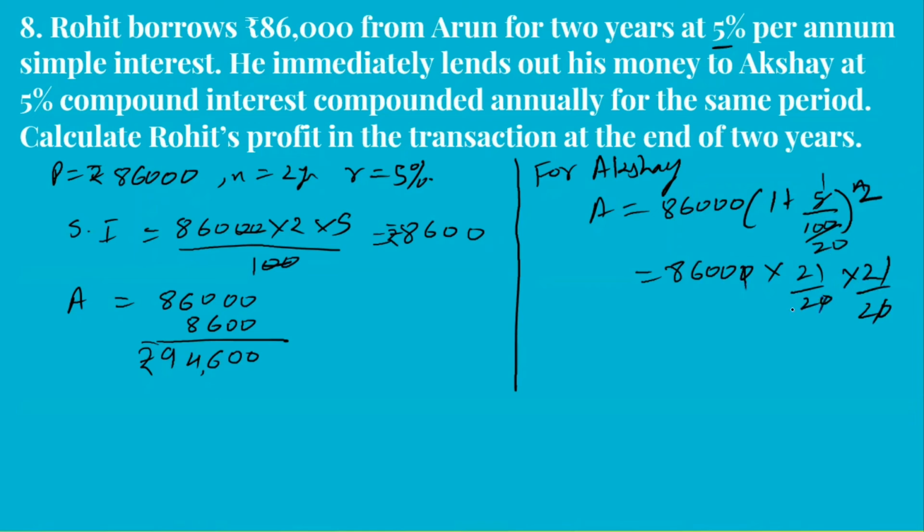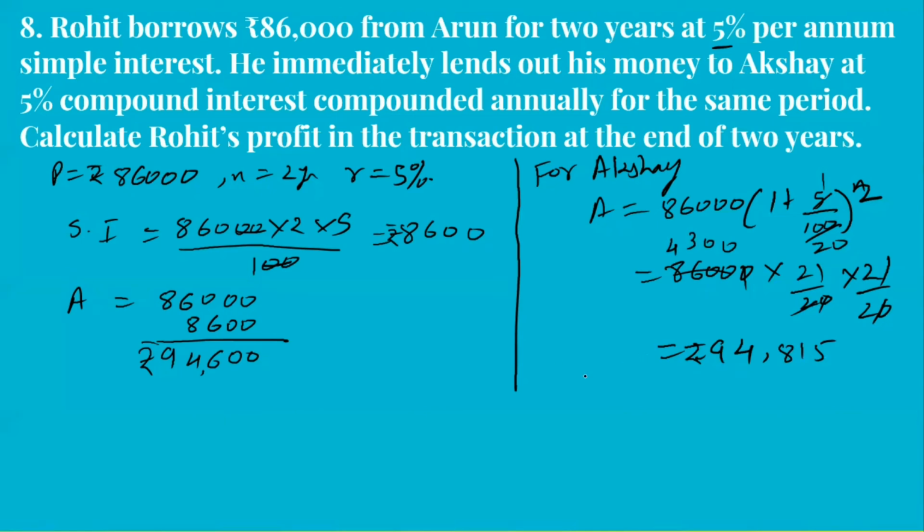Simplify this. Okay, so you get this as 2 4s are 8, 2 3s are 6 and 0 0. Okay, again dividing by 2 and then multiplying by 4. 21 into 21 is 441. You get this amount as 94,815. Okay, this is the amount for Akshay. This is the amount that he is going to get from Akshay. Okay, and this is the amount that he has to pay to Rohit.